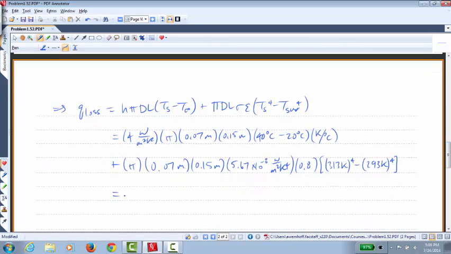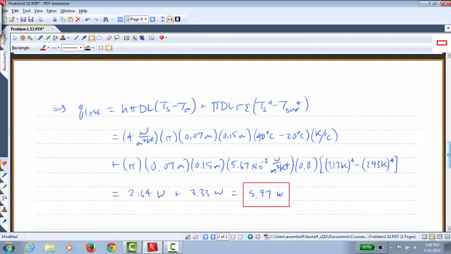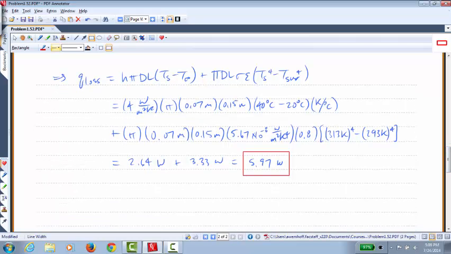And putting them together, you get the convection term is 2.64 watts and the radiation term is 3.33 watts, so you get a total then of about 5.97 watts. So this is the numerical value you get from part B, but what they're asking is, can you show that the assumption that Q loss is very small is valid? And we can do that, because we know that Q loss now is approximately equal to about 6 watts. And we're comparing that to the electrical power you're putting in, which is 500 watts.